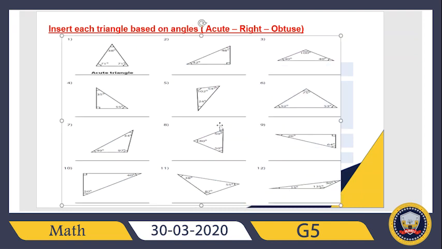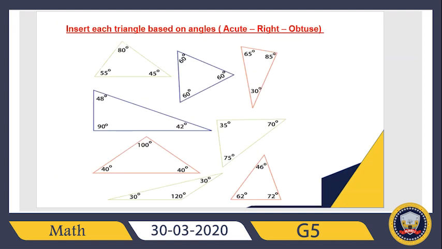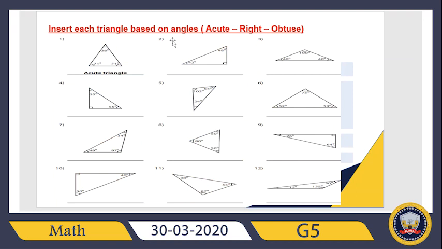Let's take an exercise in order to clarify what we are saying more. Here, what is the question? He's asking me, insert each triangle based on the angles. Yani write down here the type of the triangle based on the angle. You have to read the question carefully: insert each triangle based on angles, not sides. The first one is solved already.